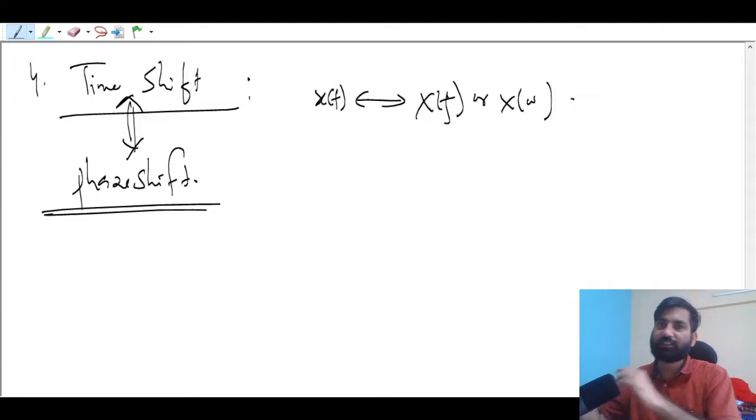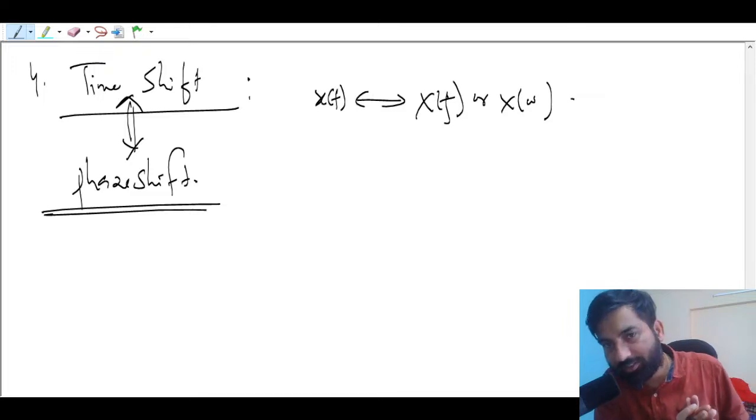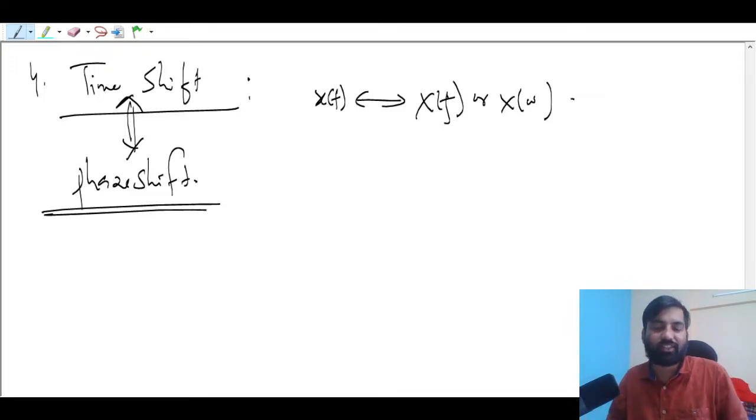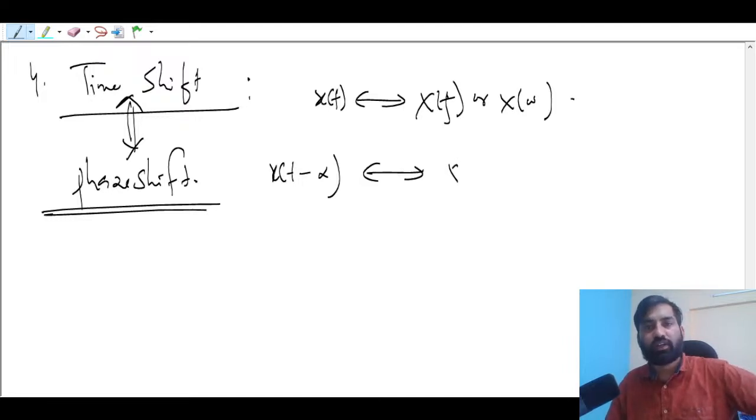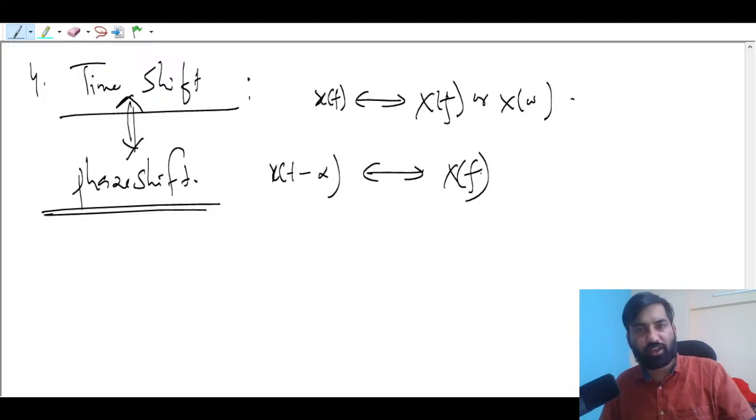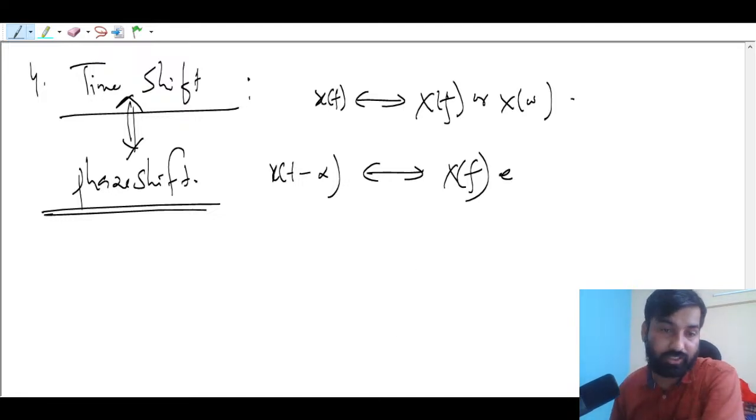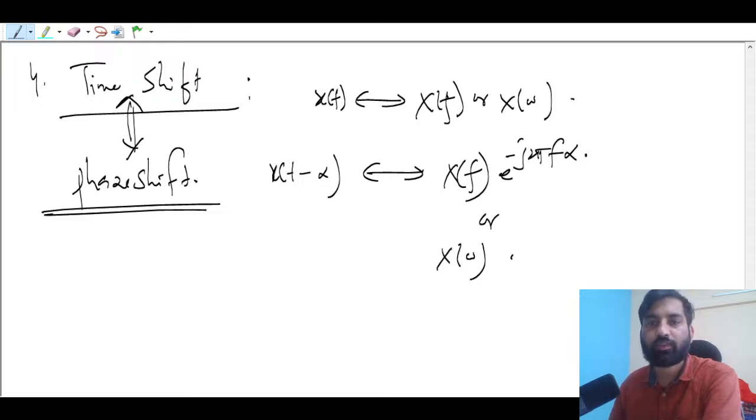So time shift मतलब phase shift, and phase has to be written in terms of exponential. So if you are shifting in the time domain, in the frequency domain there will be an exponential term multiplied. So x(t minus alpha), the Fourier transform is nothing but X(f) times e raised to power minus j 2 pi f alpha, or you can write this as X(omega) e raised to power minus j omega alpha, ठीक है, or whatever you want to write.